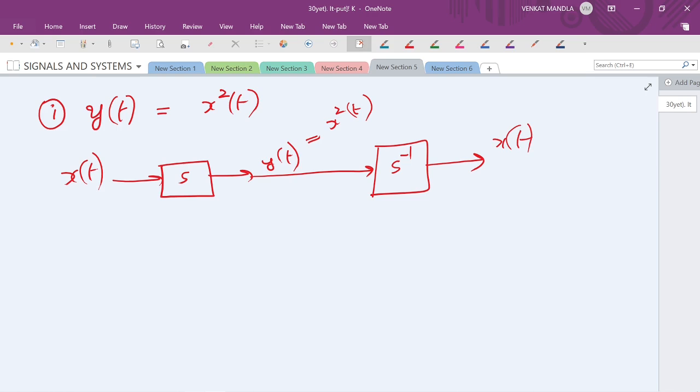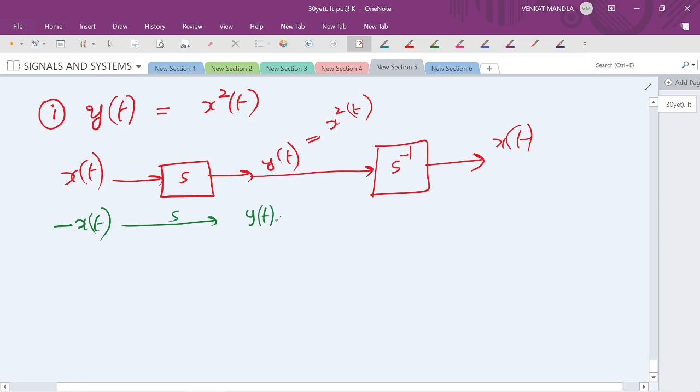See, suppose I give minus x(t) here. Okay, for the same system, I will apply. What you get? y of t equal to input squared, minus x of t whole square. You will get x square of t. Right? You are getting the same output here. So for x of t, output is x square of t. For minus x of t, output is x square of t only.